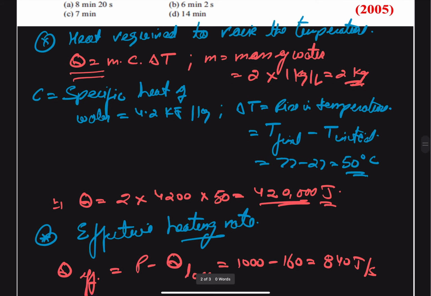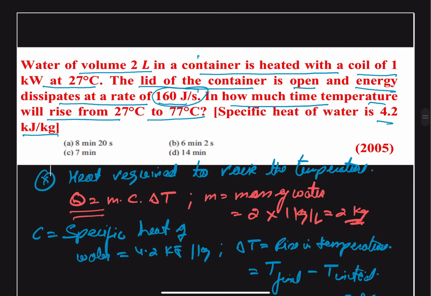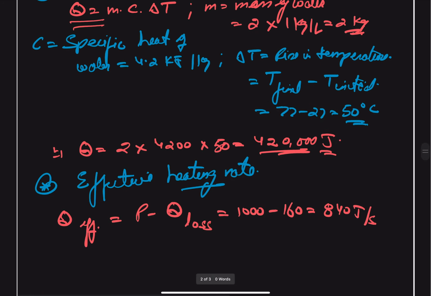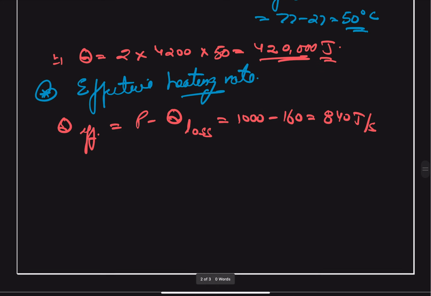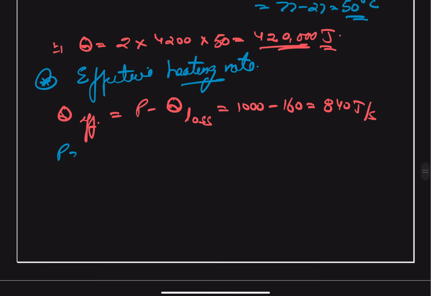Herein, P is the power that is being supplied to the coil, which is given as 1 kilowatt. So let me write it here. P is the power given to the coil, which is our 1 kilowatt. So that will be 1000 watts.